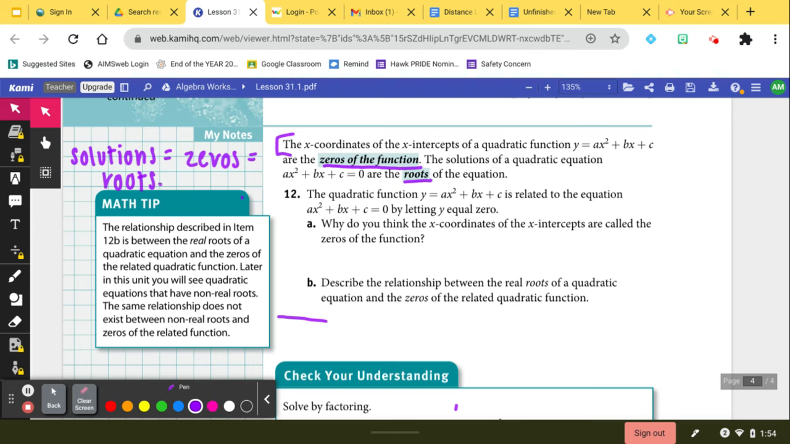And then it says, why do you think the x-coordinates of the x-intercepts are called the zeros of the function? Well, it's our x values for when y equals 0, which is why they're called the zeros. Describe the relationship between the real roots of the quadratic equation and the zeros. Well, they're equal. Our real roots are equal to the zeros.